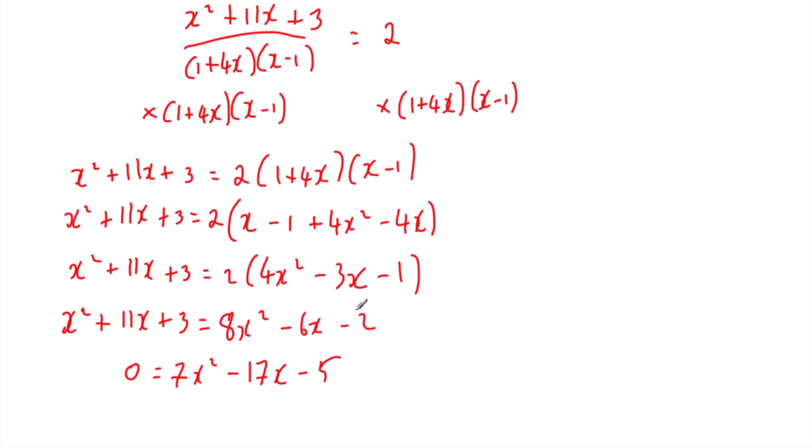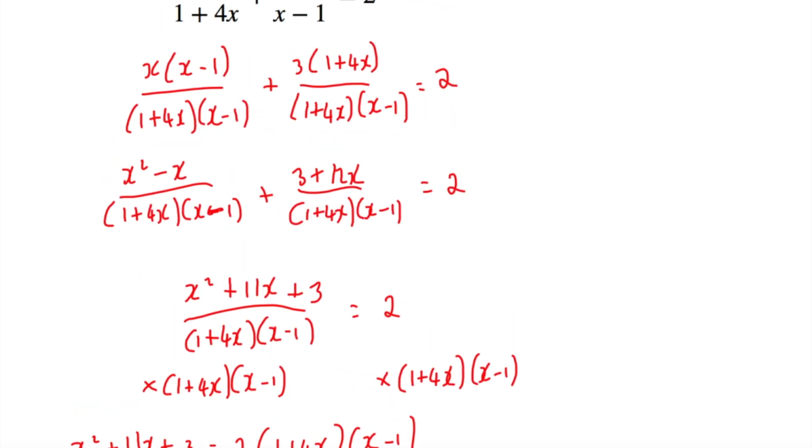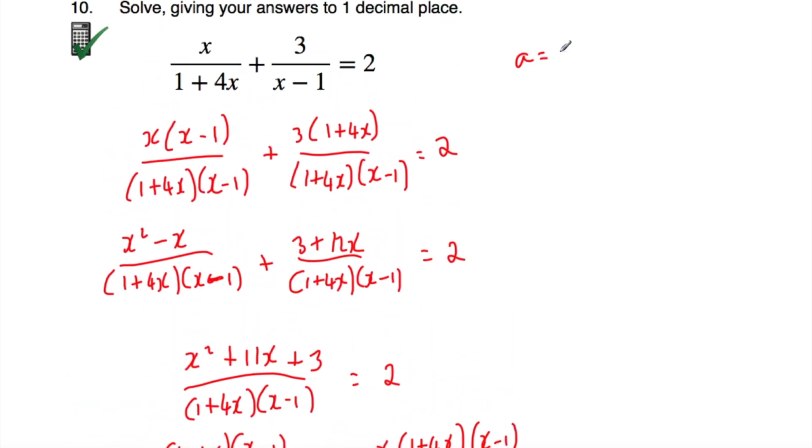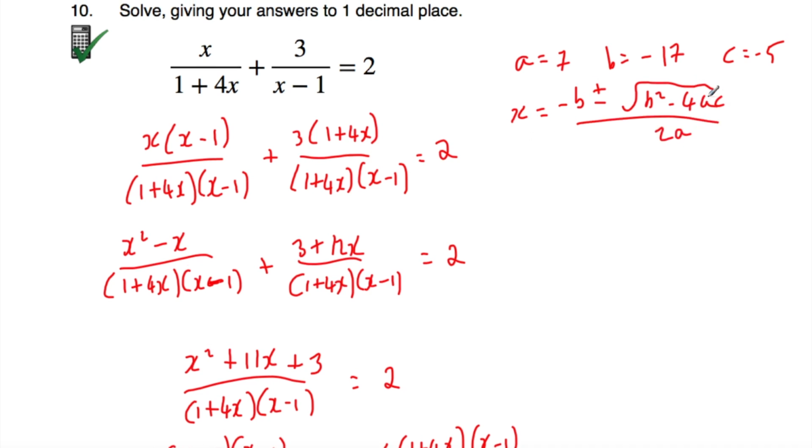Okay, so it's fantastic because now we know that a is equal to 7, b is equal to minus 17, and c is equal to minus 5. We can use the quadratic formula. So let's do that. I'm going to go up here. a is equal to 7, b is equal to minus 17, and c is equal to minus 5. Okay, so the quadratic formula is x equals negative b plus or minus the square root of b squared minus 4ac, over 2a. Okay, so that's the quadratic formula.